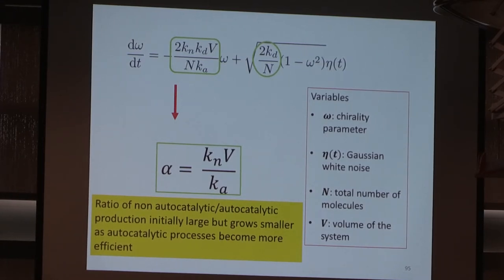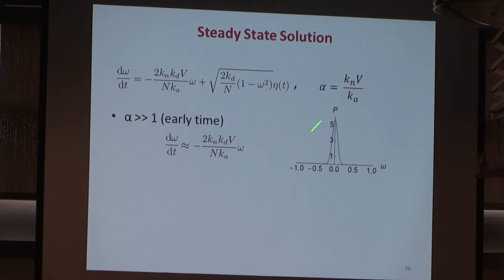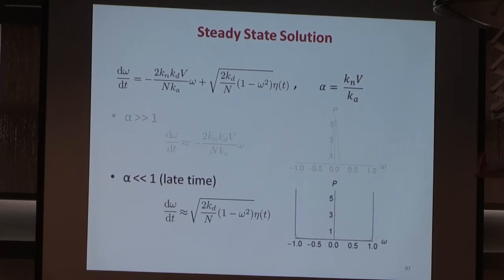This part is the part that says the system tries to go downhill to a state where there is no chirality. This part here is the effect of the noise. It's the fluctuations in the number of chemical reactants in the system. Now, what's important about this is that the prefactor of this is a term which we called alpha, which is the ratio of non-autocatalytic to autocatalytic production in the system. What it says is the following. As life gets started, autocatalysis becomes more and more efficient, and this term gets larger and larger, and alpha gets smaller and smaller. As it gets smaller and smaller, what that does is it drives the system from a state which is achiral to a state which is chiral, and it does that without any initial bias. So the system will automatically drive itself to a chiral state.